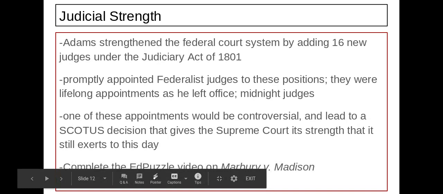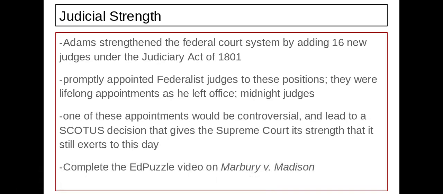So what you're going to do is there's an Edpuzzle on Marbury versus Madison, which was the Supreme Court decision that gave them their strength. It is one of the Crash Course videos, but it does a pretty good job of going through the details of the case and helps you to understand what this strength is and why it is so important. All right. So when you're done this video, you will have to watch that video.